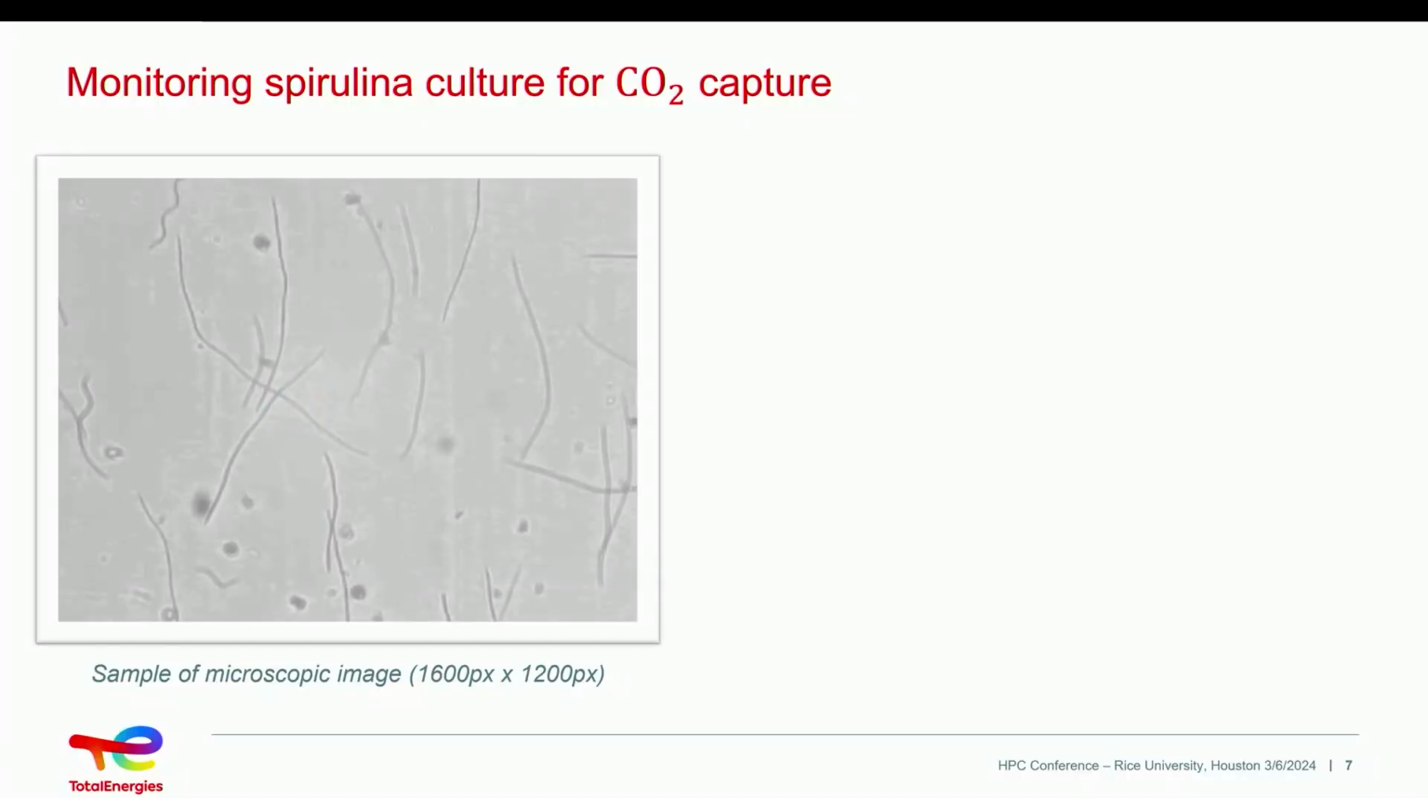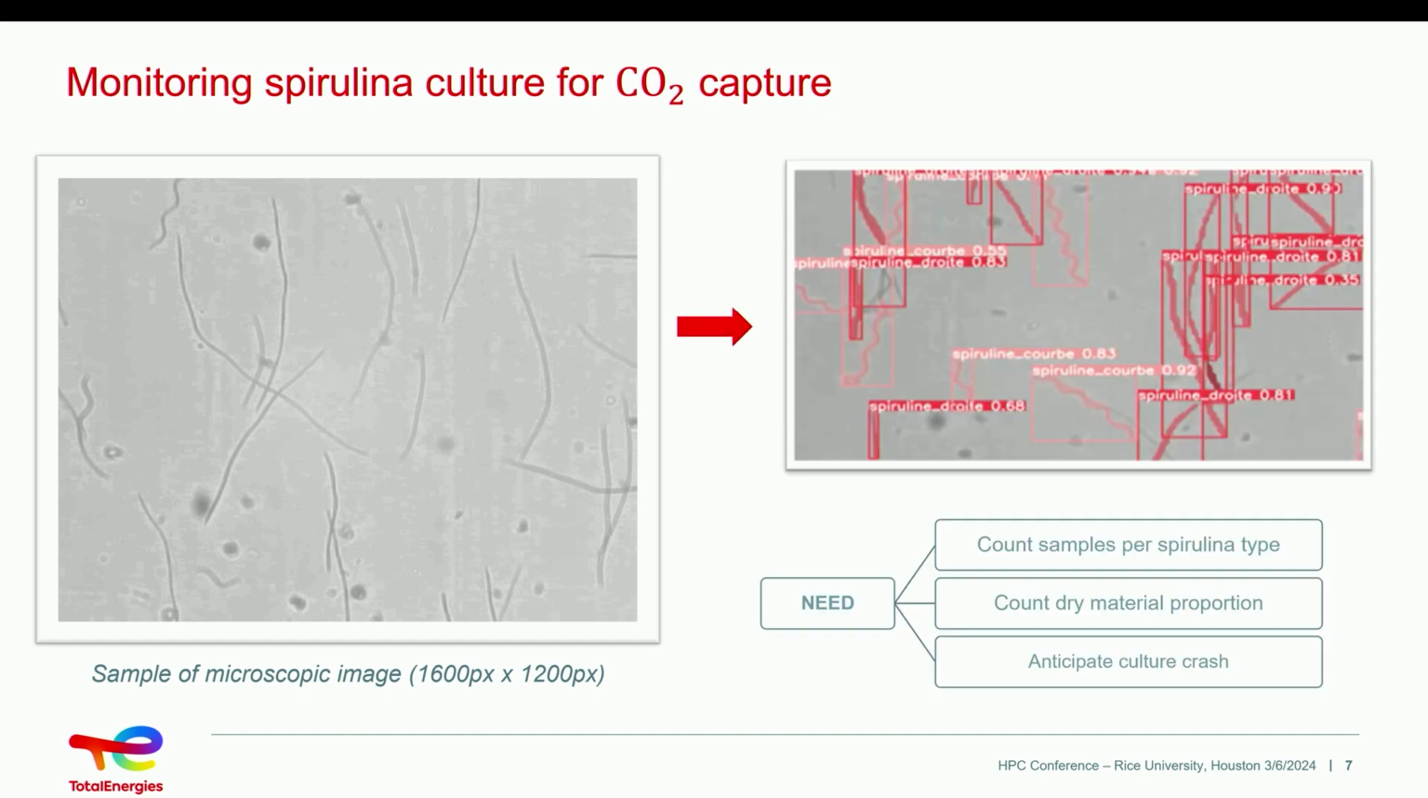So the goal is to monitor this culture of spirulina. Spirulina is one type of algae that has good properties for CO2 absorption. This is one sample of the images we are getting from the microscope, which is about 1,600 by 1,200 pixels. You can see some algae here, the straight lines. And this is what we got after running the algorithm.